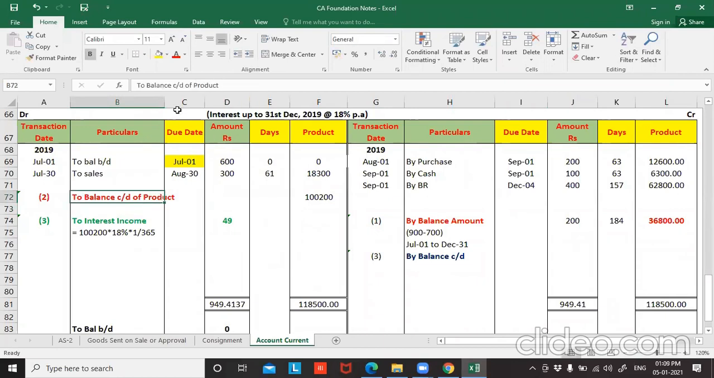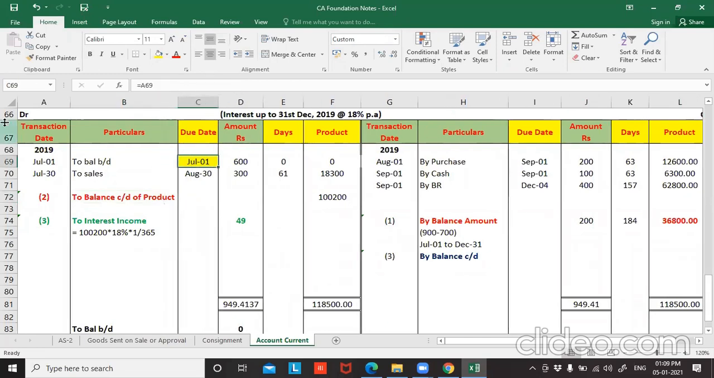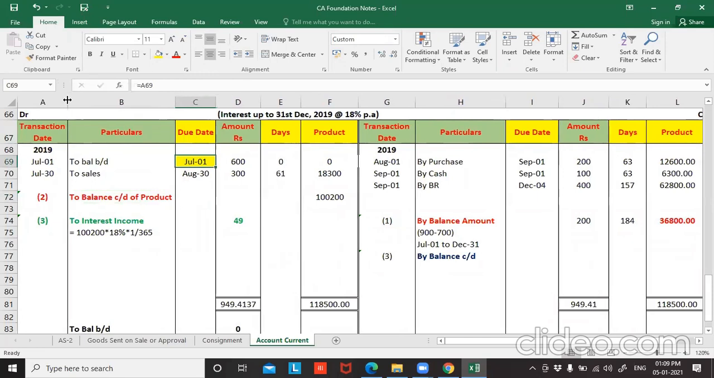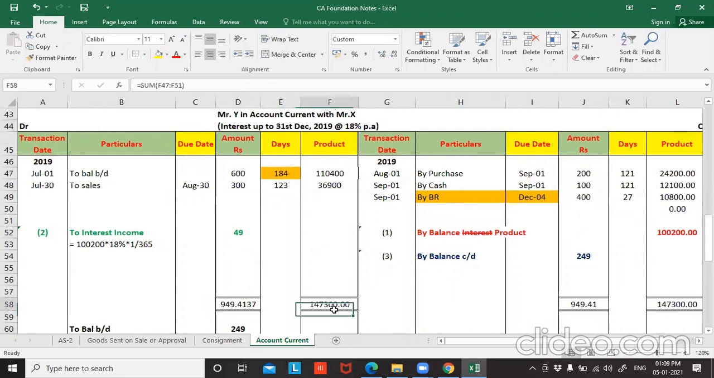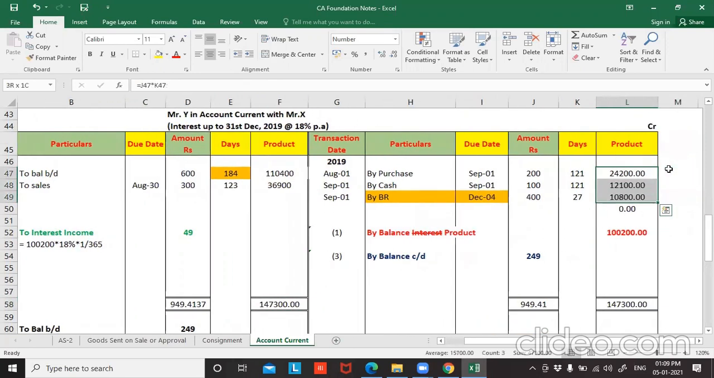Then what is it supposed to be? Liability or asset? Liability, sir. Then if it is liability, on liability will we receive interest or pay interest? We'll pay interest, sir. Then why is it interest income here? Guys, this is backward method. If you remember in the last class, your debit side was more, 1,47,300. The credit side total was less, only 47,100. Hence, you get the balance carried down here on the credit side.